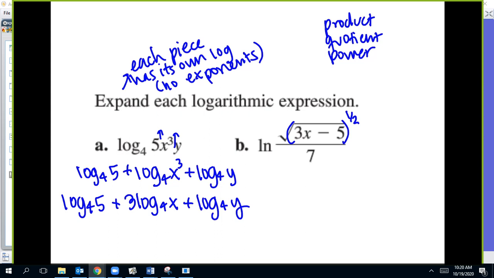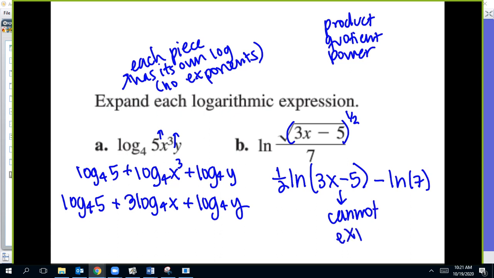And so for this one, I will have 1/2 ln of 3x minus 5 minus ln of 7. So this division becomes a minus, and the 1/2 is only in front of the 3x minus 5 because that's the only part under the square root. And we cannot expand this. That is stuck in there. So we can only expand division inside a log, not subtraction inside a log. Or same thing with addition.